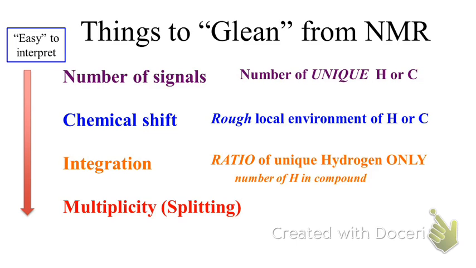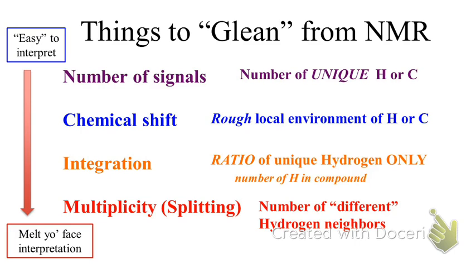The last one, which is probably the absolute most difficult to analyze, and it usually throws students for a massive loop, is looking at the multiplicity or splitting. This is the number of peaks you see for an individual signal. That information is going to give you some information about the number of different hydrogen neighbors, which is kind of difficult to interpret, and we'll look at that as we start to work our way through this.